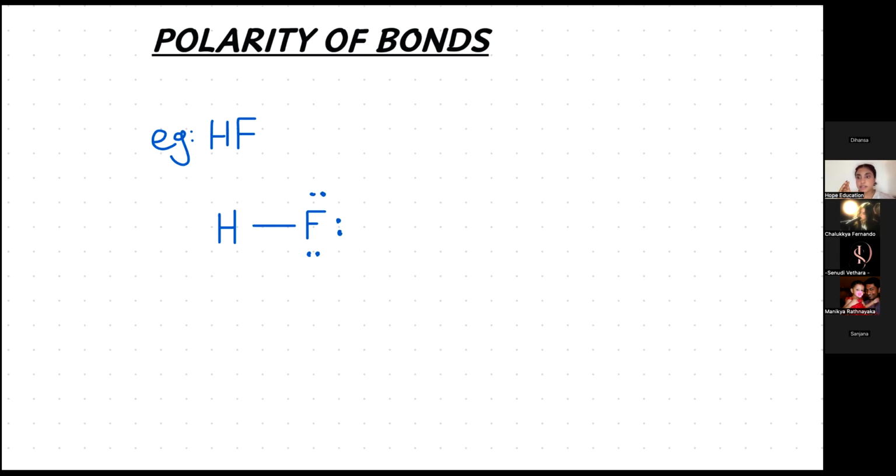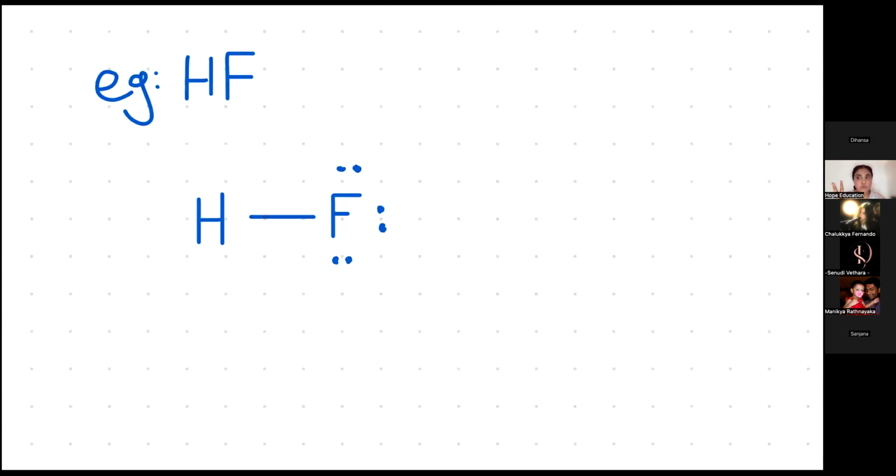Electronegativity is when an atom is in a bond, and a bond is formed from two electrons. Sometimes one atom can attract the electrons in the bond towards itself. I will show how that happens exactly. Now this is hydrogen fluoride, and there's a bond. A bond is always made from two electrons. In a bond, we don't usually draw the electrons.